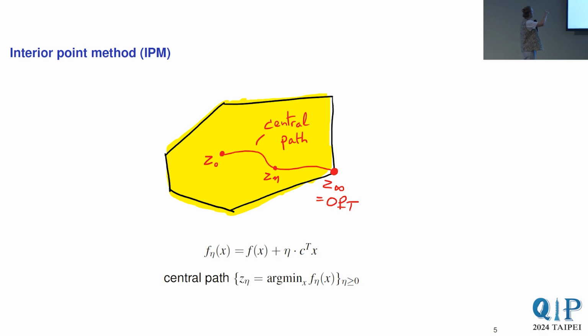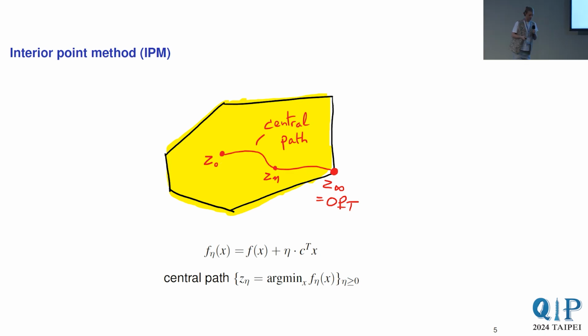Okay, and this forms a continuous path. This is what we call the central path. And as eta goes from 0 to infinity, somehow this traces out a path from some center of the polytope, in a certain sense, to opt. Okay, and this also directly suggests a way of getting towards opt.